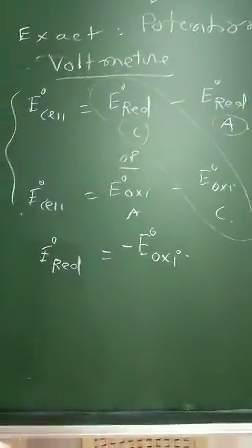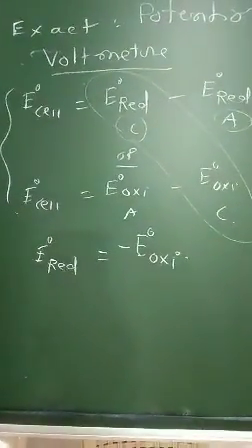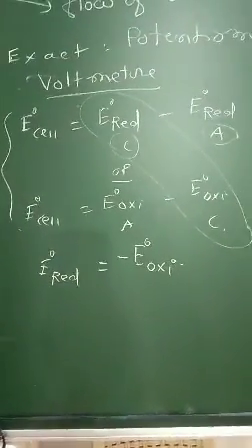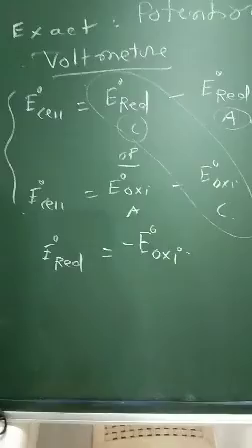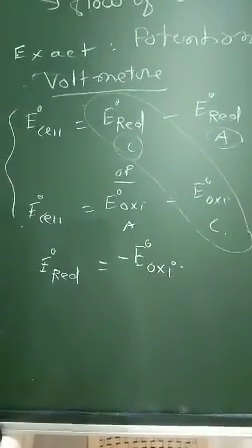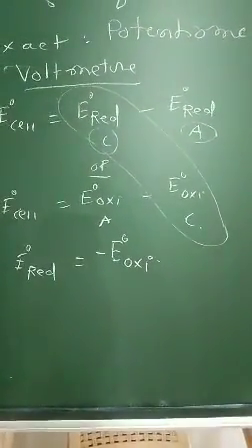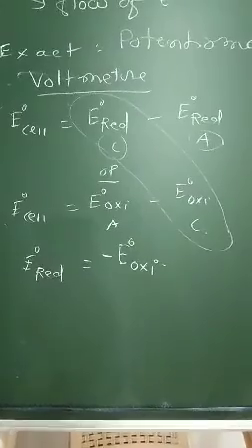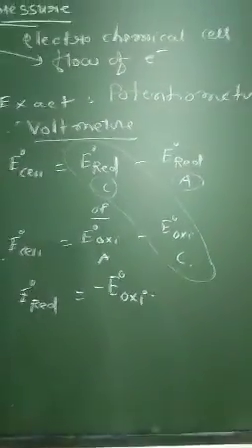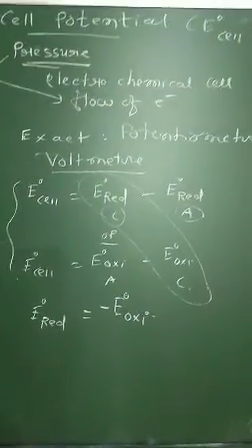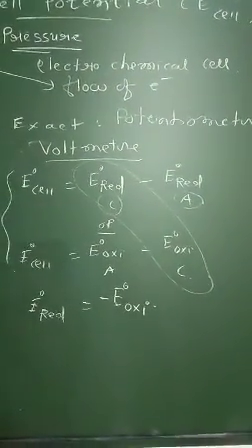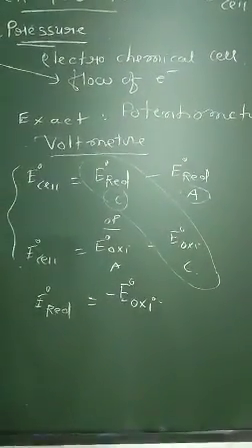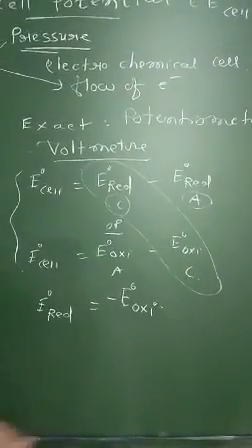So remind this important point that E standard cell is equal to reduction of cathode minus reduction of anode, or anode minus cathode if we are using oxidation formula. But what is cell potential? So the pressure which will create the flow of electron from anode to cathode in electrochemical cell, it is cell potential. If we want to find the exact value of potential, then we will use potentiometer, and for nearer value we have to use the voltmeter, and this is the formula for the calculation of cell potential. So these are the important points of cell potential.